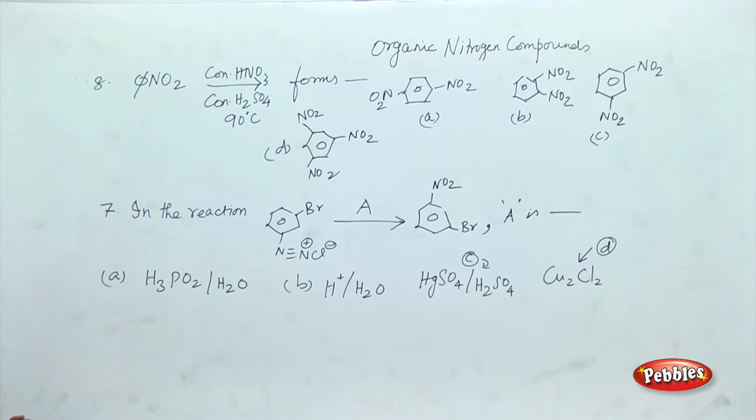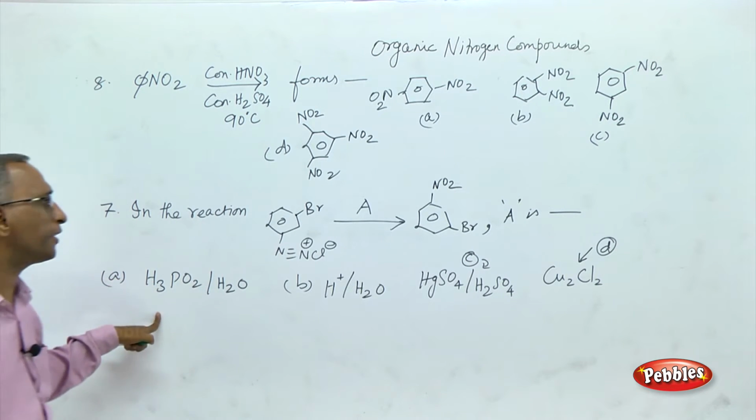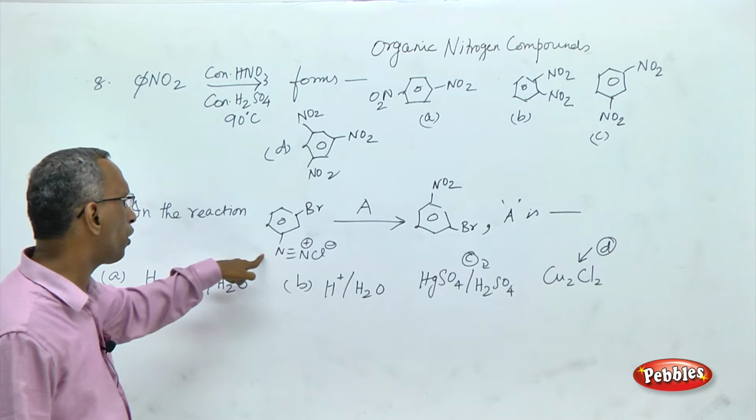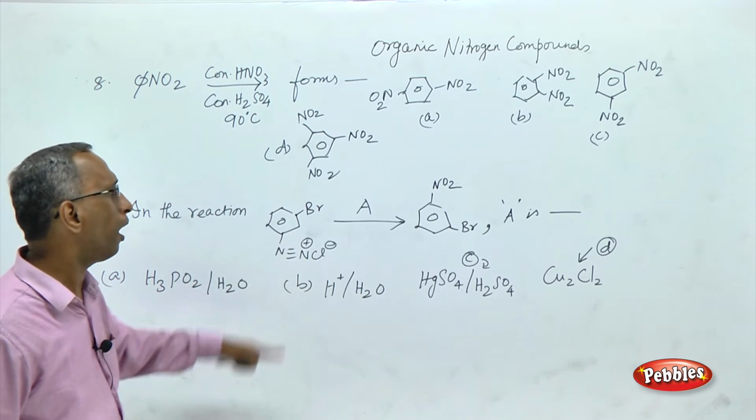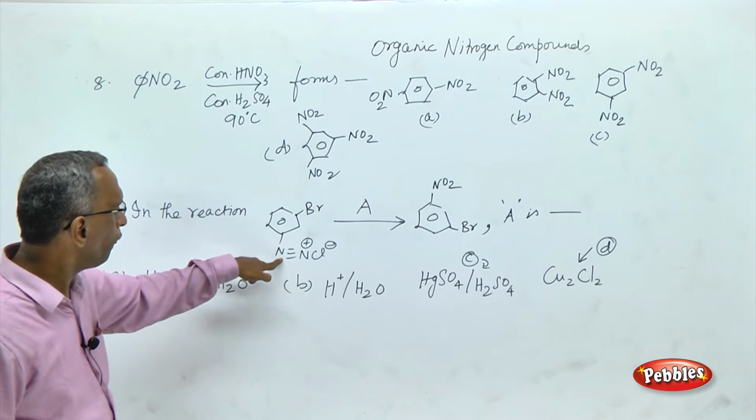So in these cases, the correct choice is phosphorus acid, because it is the one which causes the removal of the azo group.